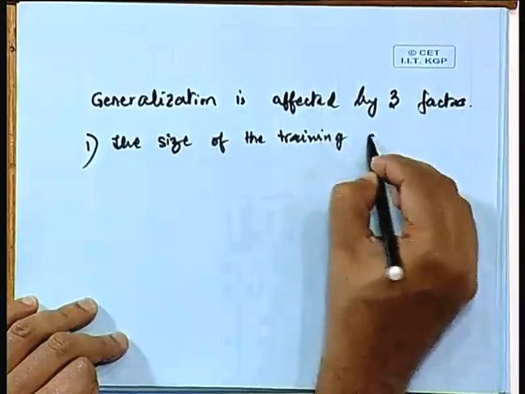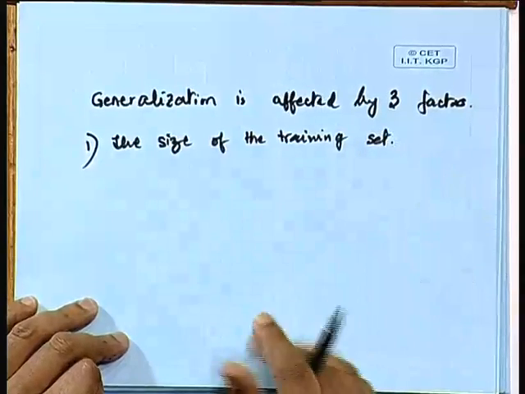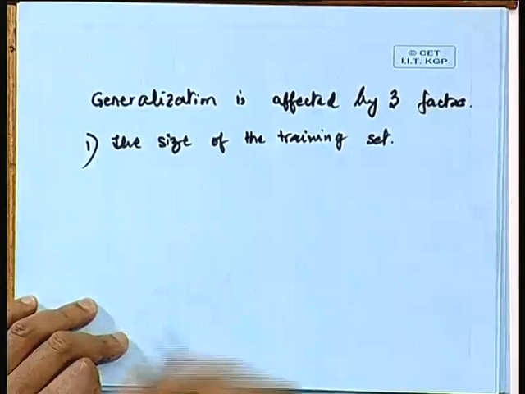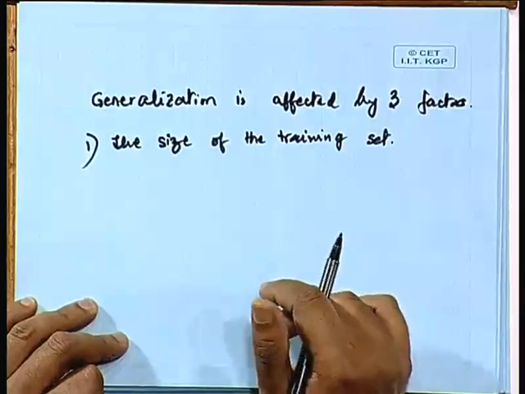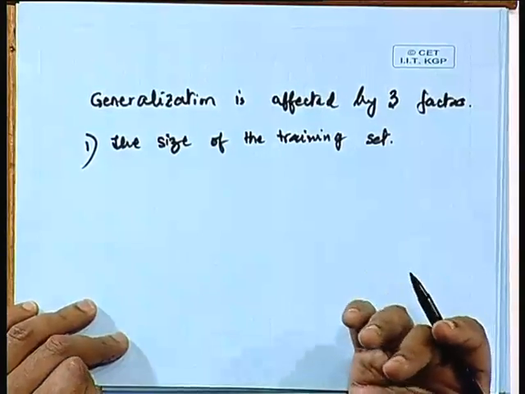Now again, I think this aspect we have discussed implicitly many times. Even during the discussions of the single perceptrons we talked about this aspect, and you remember that we also talked about the VC dimension, which determines the size of the training set up to which we can go.